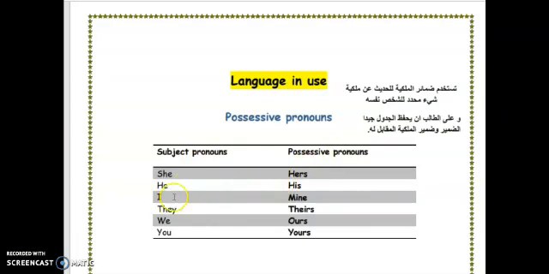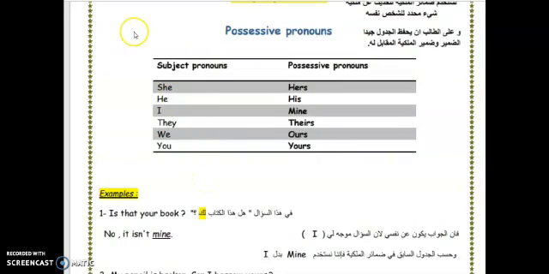And my students, in this table you can see subject pronouns and possessive pronouns. ونقوم باستخدام ضمائر الملكية وهي possessive pronouns للحديث عن ملكية شيء محدد للشخص نفسه. And we use the possessive pronouns according to the subject pronoun that we want to talk about. For example, she, hers, he, his, I, mine, they, theirs, we, ours, you, yours.